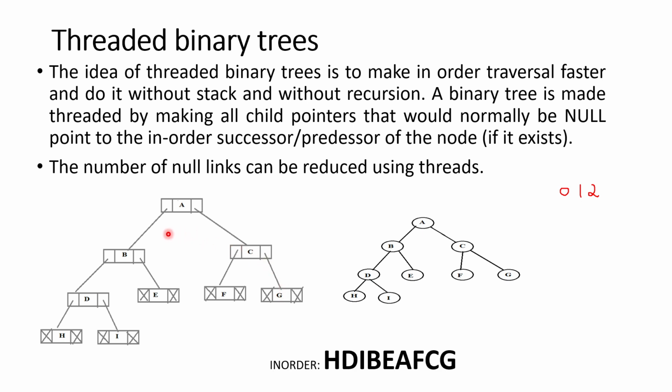So after construction of this binary tree, you can observe that there are too many null nodes. So the main intention of threaded binary tree is to nullify or reduce these null nodes. As you can see in this diagram, there will be 2 null nodes for each of the leaves. H, I, E, F and G are the leaf nodes. There are 5 leaf nodes. 5 into 2, 10 null nodes exist in this tree.